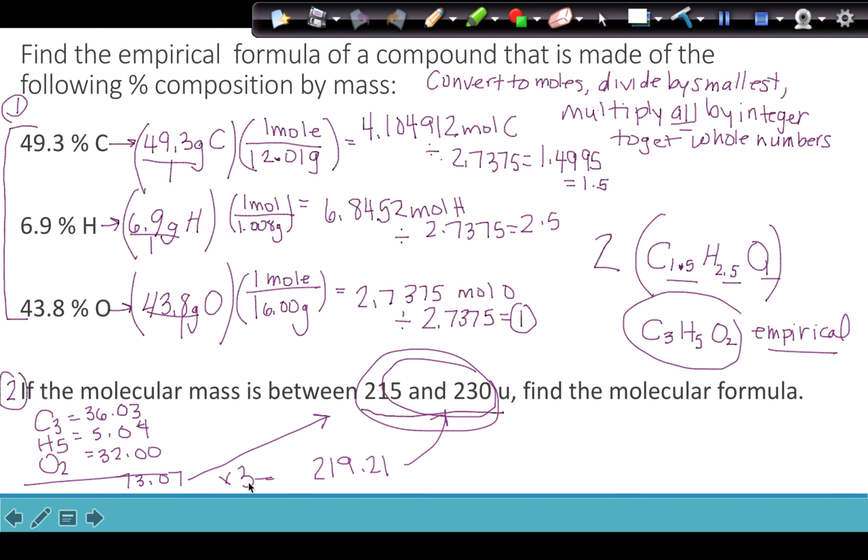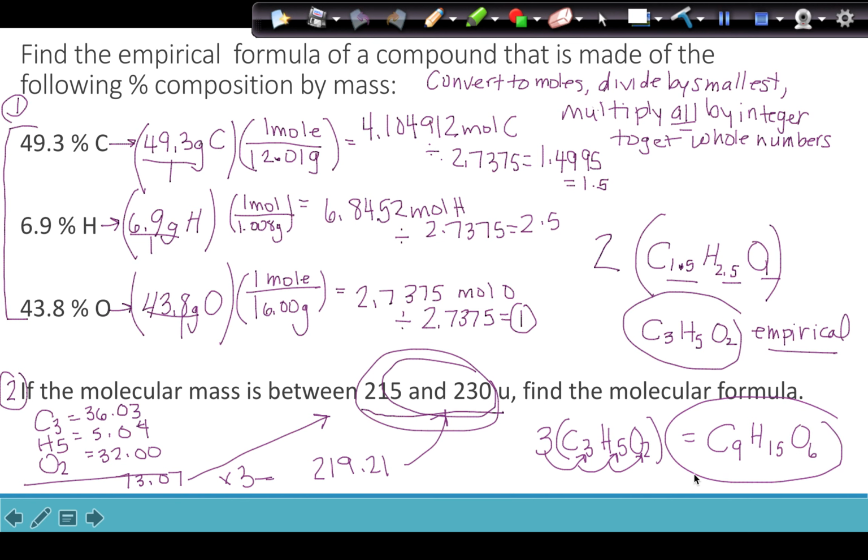So since I have to multiply the mass by 3 to get to the molecular mass, I have to also multiply the formula by 3 to get to the molecular formula. And that means multiplying out all of these subscripts by a 3, and I wind up with C9H15O6, and that is now my molecular formula. So there was another step here where I had to take into account this mass.